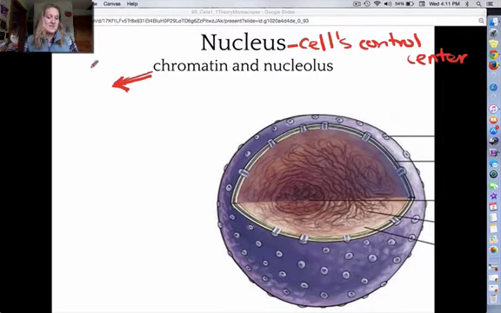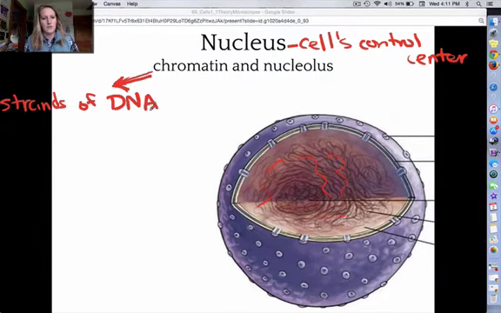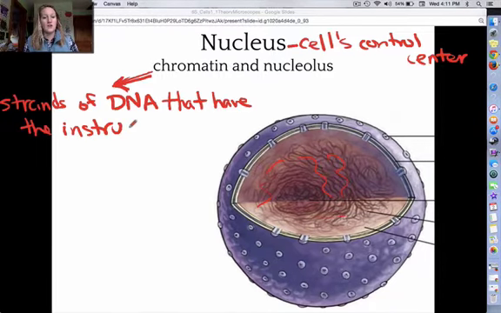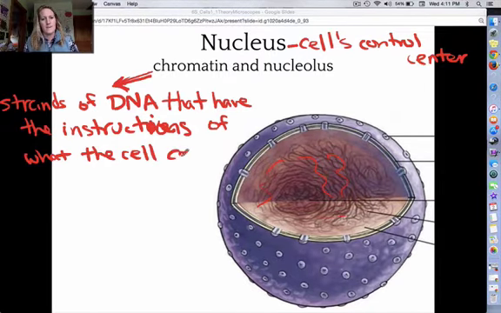And then you have chromatin, and this spindly stuff is the chromatin. Chromatin is actually made up of a whole bunch of strands of DNA, and believe me, you will know about DNA. So if you don't right now, it's coming. But the strands of DNA are the instructions, really, the instructions of what the cell should do.